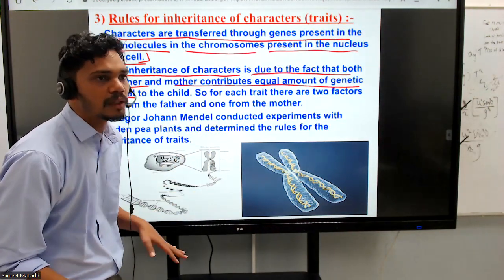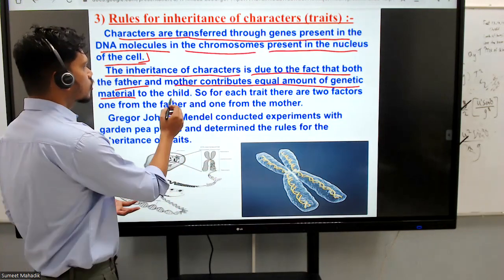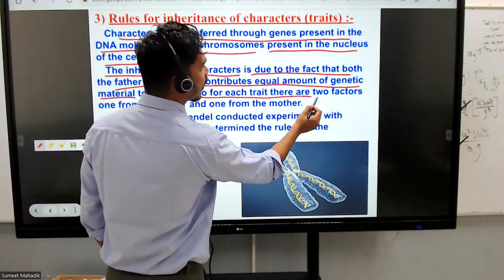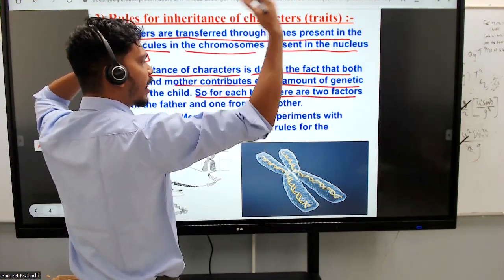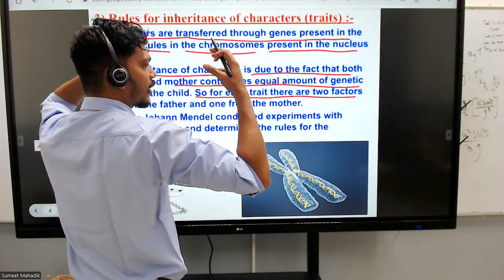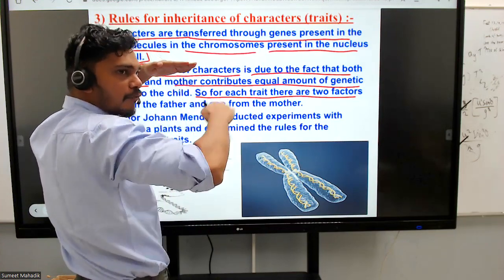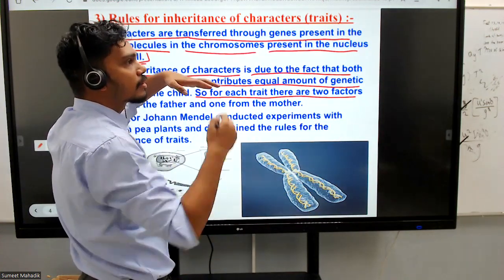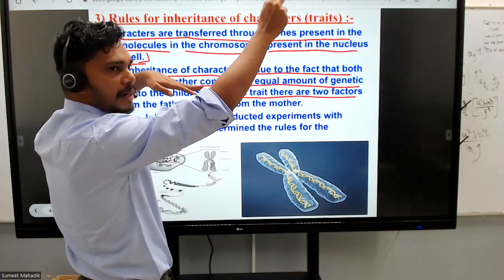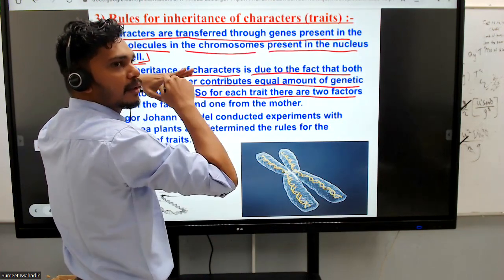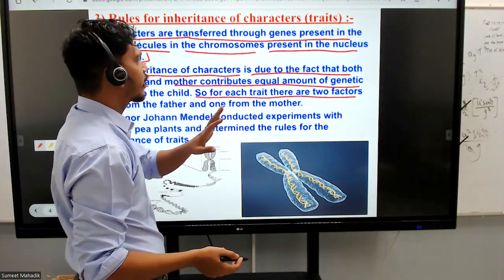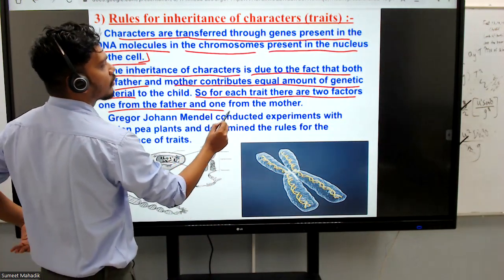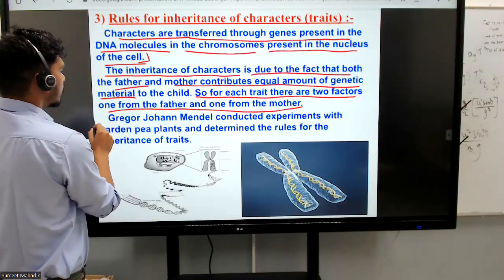What is happening at a zygote level? That is a different thing. So for each trait there are two factors. Now, we are getting one character from here and one from here. Now, there should be a decision. Which character should be there? Eye color: mother's eye color is black, father's is blue. What is going to happen? You can't predict it. Once it is formed, then only we can understand. So, one character from the father and one from the mother we are getting.